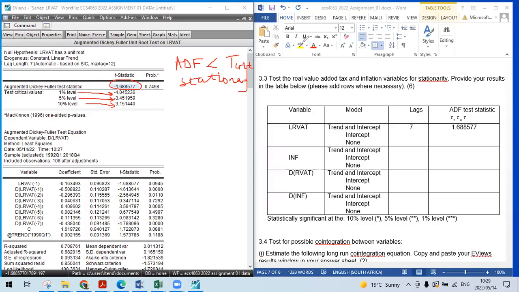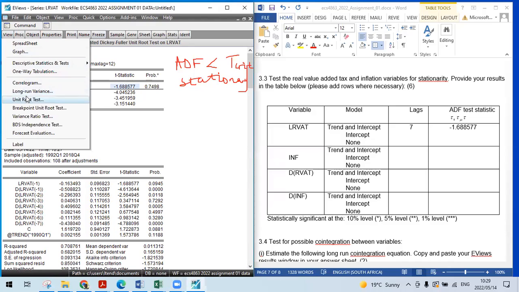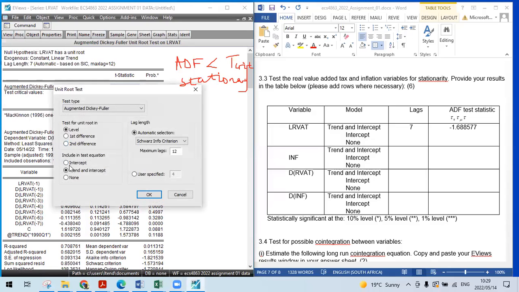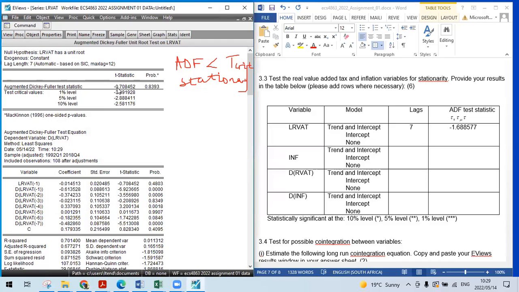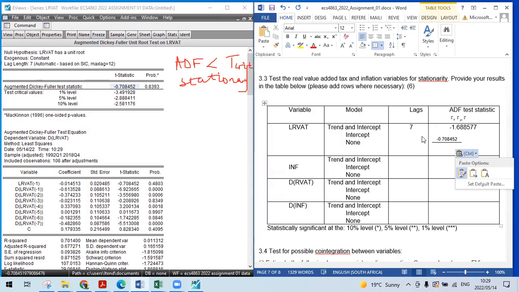Let's move on. So you now know this part. Let's move to intercept. You just go to view, you go to unit root test, you click on intercept, you click OK. You look at this one. If you look at this, let me copy it and paste it here before we comment.